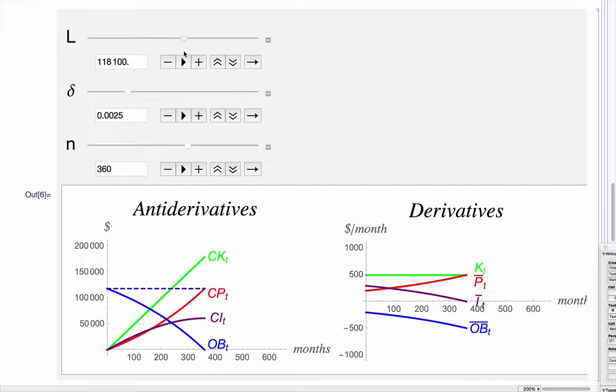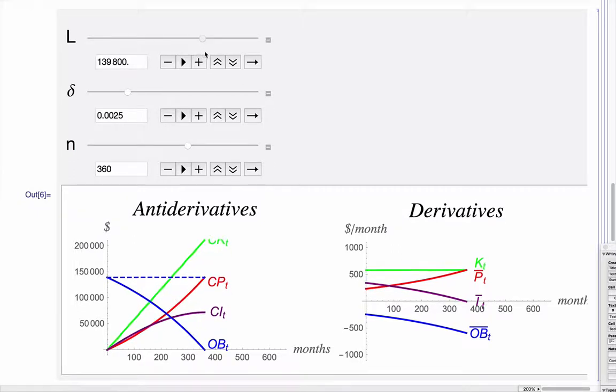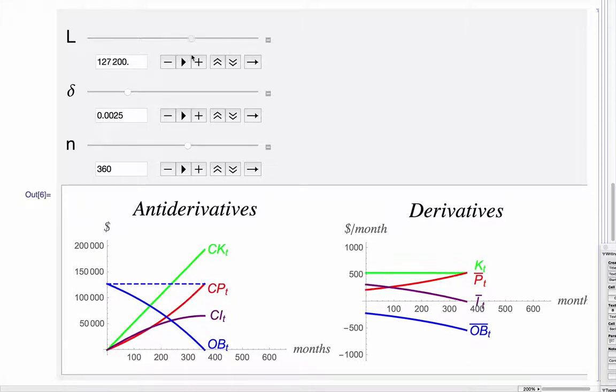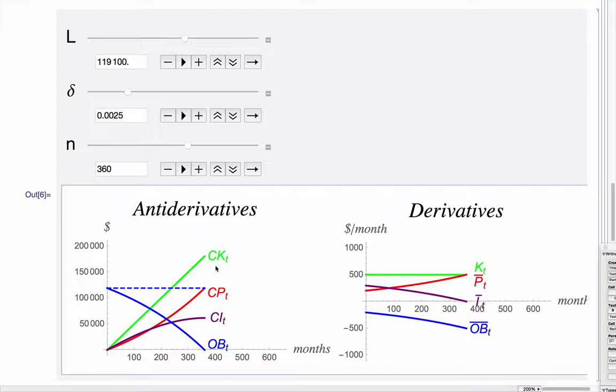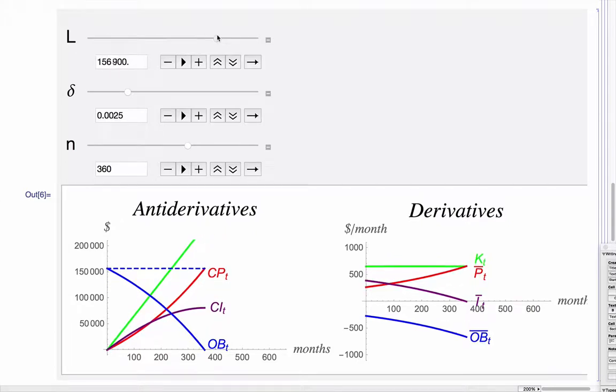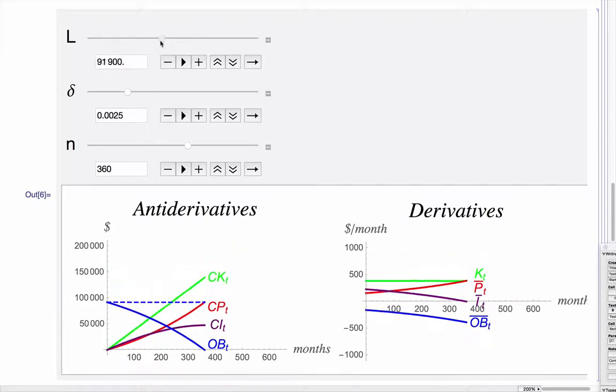OB of N is 0. CP of N is equal to the loan amount. CKT goes above the loan amount. Okay, it's also true that CIT plus CPT equals CKT. You can see that visually there. So the loan amount goes up, the graphs go up, and the derivatives get further from 0 as well.